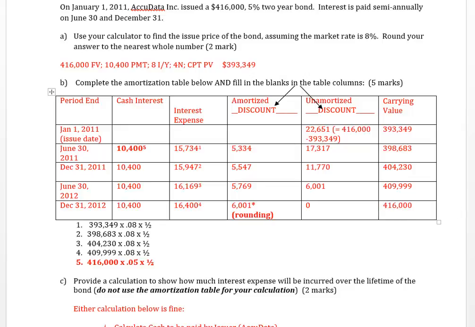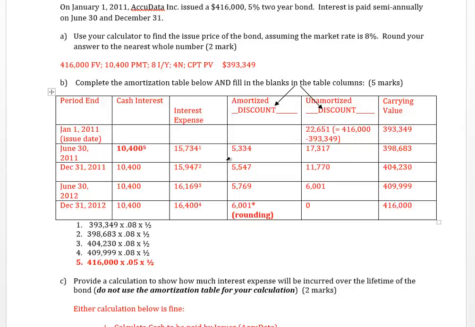How do we do that? We have to keep amortizing some of this discount. So how much do we amortize? Well, remember what we said. Every time you book interest expense, you're going to amortize some discount. How much? The difference between the cash interest you pay and the interest expense you calculate.